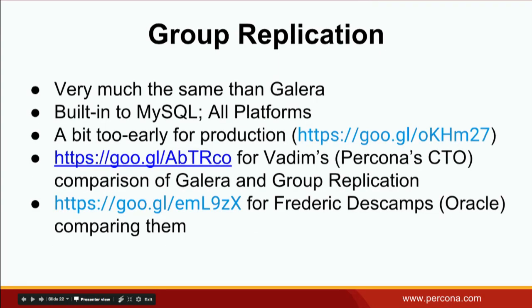Then group replication is very much like Galera. It's a bit younger. It lacks some features, has some other features which are cool, like flow control is better in group replication, but it doesn't have automatic node provisioning. There are some comparisons, like Vadim, our CTO, did one, and Frederic, who is the chief evangelist, or MySQL evangelist, for Oracle. He also wrote another comparison between both, worth reading them. Again, you can extract the links later from the slides.